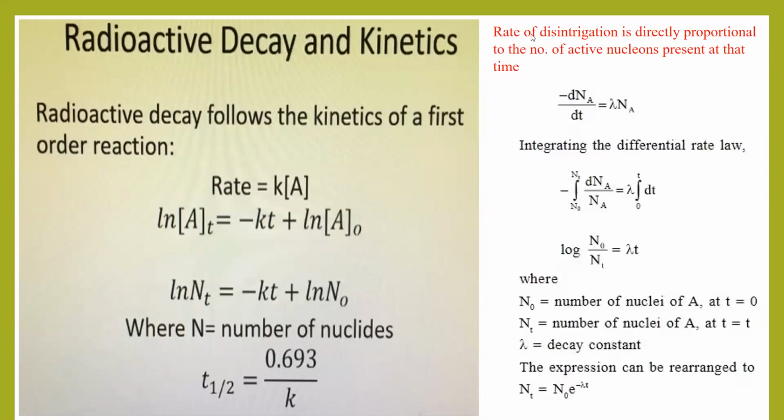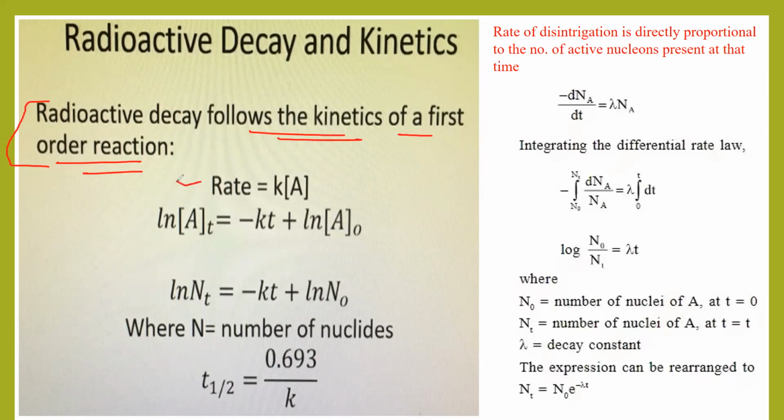Now, radioactive decay and kinetics. Radioactive decay follows the kinetics of a first order reaction. You have to remember that radioactive decay, whatever it is, like alpha radiation or beta or gamma or neutron, always follows the kinetics of a first order reaction.